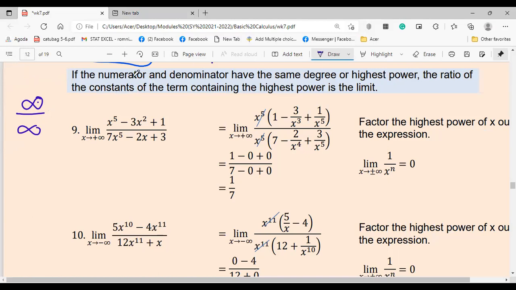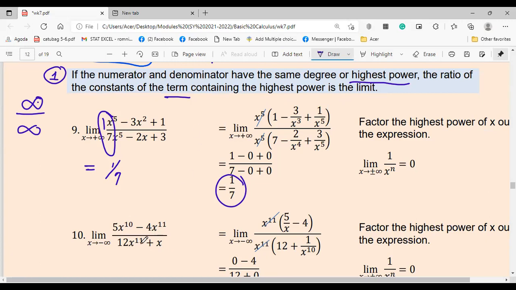Okay. Number one, if the numerator and the denominator have the same degree or highest power, the ratio of the constants of the terms containing the highest power is the limit. O, diretsuhin na natin class, ito siya. 1/7. Ang sagot diyan ay 1/7. Kunin mo lang daw yung ratio ng pinakamataas na exponent nila.